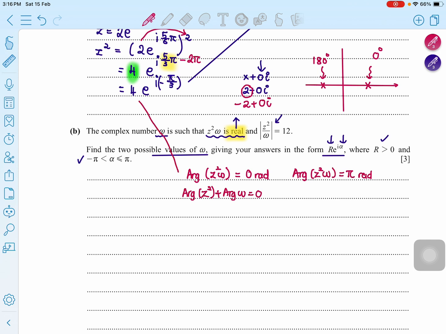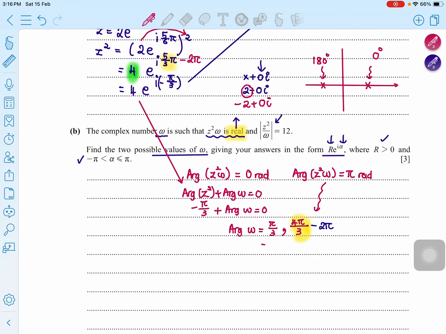Now from here I know the argument of z squared. What is the angle that you are getting? Isn't it negative pi over 3, plus argument of w, equal to 0. So the first option for my argument of w is pi over 3. Similarly, if you solve this side, you will end up getting pi plus pi over 3, which will give me 4 pi over 3. And you have to ask yourself, can you take a value which is greater than pi? No. So what is the necessary adjustment you will do? You will subtract 2 pi.